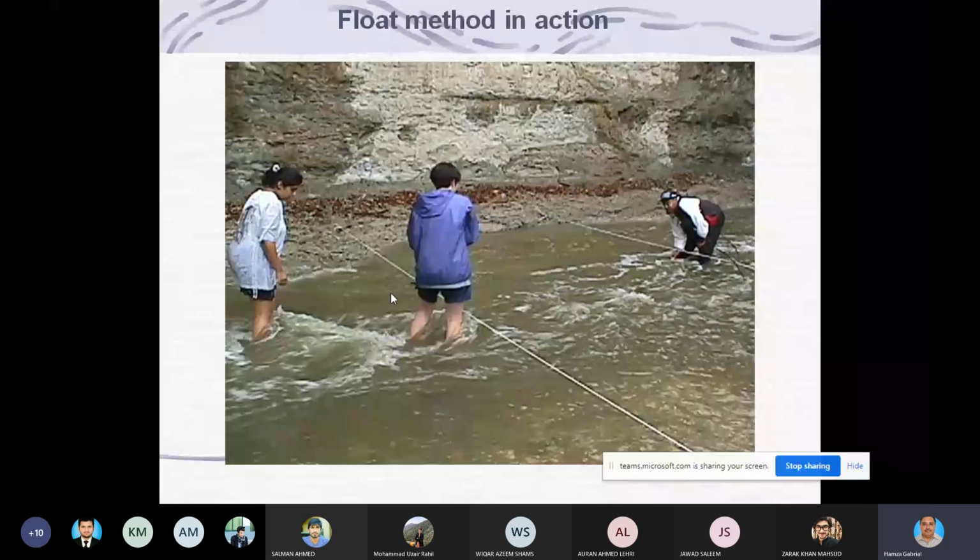Here you see the float method in action, the actual photograph, the 2 operators, and the third, the data recorder. Known distance, the float being introduced from the starting line by the upstream operator, the downstream operator catches that float, and the third person, the data recorder, records the time which the float takes in traveling from upstream to downstream side.